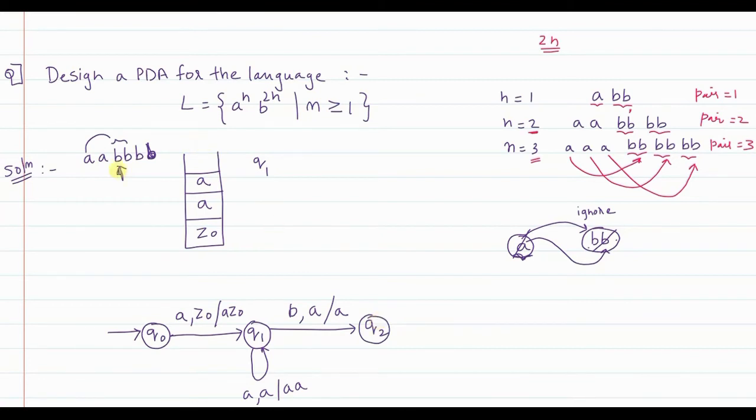So what I do is I ignore this B, and the pointer simply moves to the next B in the pair and the machine moves to Q2 state.